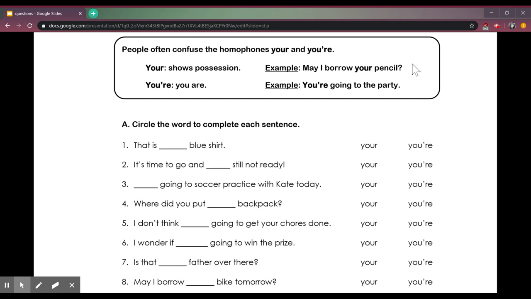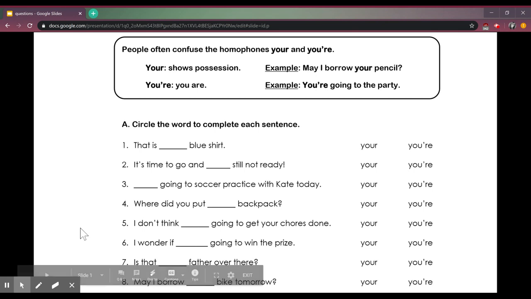If I were to do that up here with the may I borrow your pencil, it wouldn't make sense. Listen. May I borrow you are pencil? That doesn't make any sense, which is why this is the possessive your and not the contraction you're. If I say you are going to the party instead of you're going to the party, it means the same thing. So another example could be like, you're funny. You are funny. So anytime you can replace the word you're with you are, and it still makes sense, you'll write it like this.